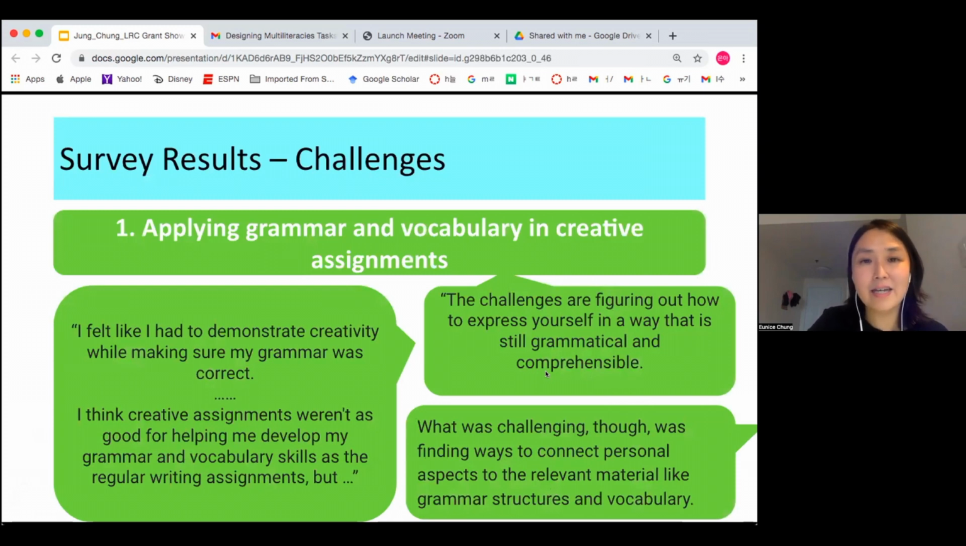But they did say they have some challenges, especially for creative assignments like making memes or parody or rewriting the lyrics. For example, they said applying grammar and vocabulary. So trying to apply the grammar and vocabulary that they've learned in creative assignments was a little bit of a challenge. So they said I felt like I had to demonstrate creativity while making sure my grammar was correct. And what was challenging though was finding ways to connect personal aspects to the relevant material like grammar structures and vocabulary.